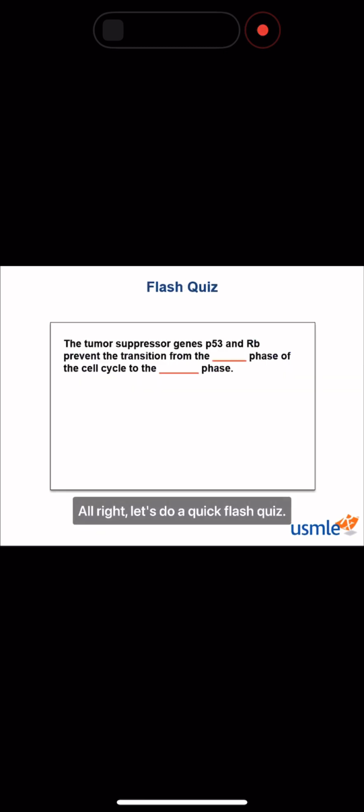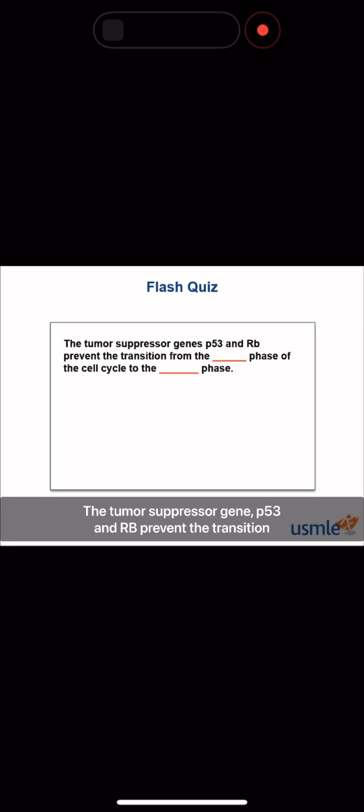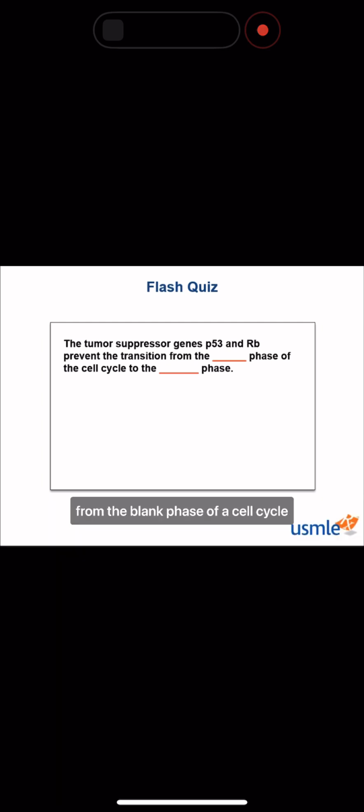Alright, let's do a quick flash quiz. The tumor suppressor gene P53 and RB prevent the transition from the blank phase of a cell cycle to the blank phase.